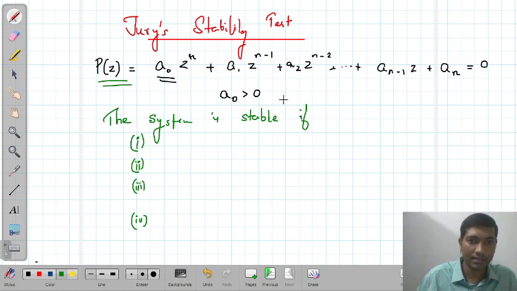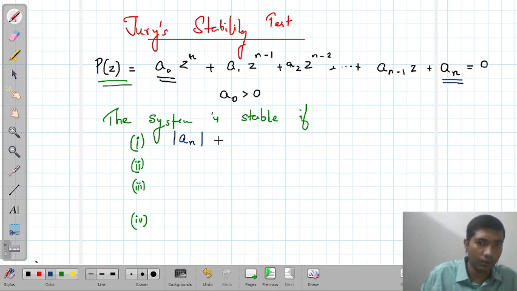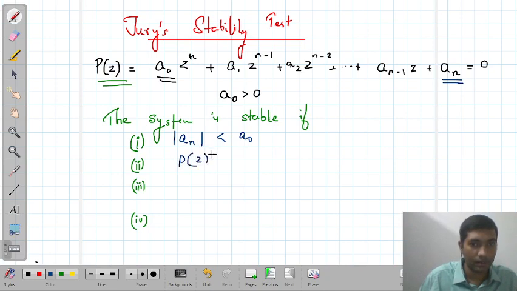The first condition says that we require the magnitude of an, the constant term, to be less than a0, the coefficient of z raised to n. That is the first condition. The second condition is we need to check P of z at z equal to 1, and this needs to be greater than 0. It needs to be a positive value. So that is the second condition.